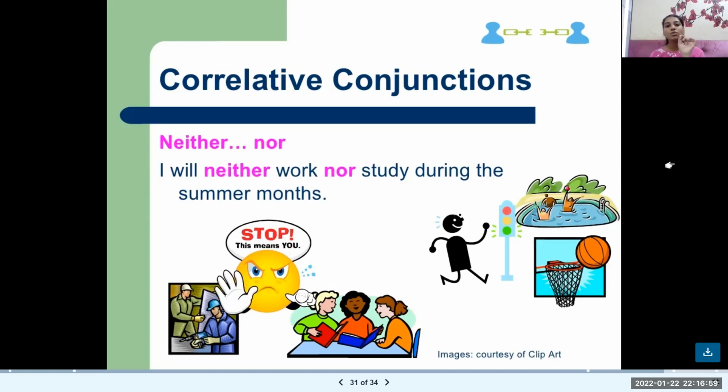So again, what is happening? Those dots signify that there will be some words in between for the entire pair to work in the sentence, right? And this is how it is used in the sentence.